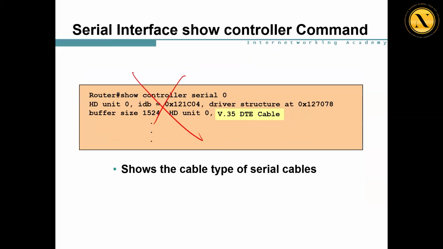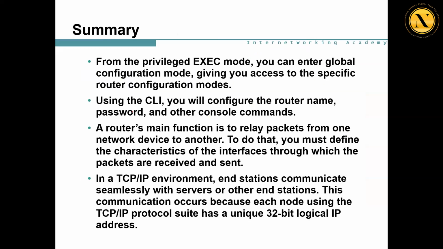And this is also gone now. It's related to serial port only. I don't want to get into that. All gone obsolete, old technology. From the privilege exec mode, you can enter global configuration mode, giving you access to specific router configuration mode. We know this: line mode, router mode, controller mode, interface mode, sub-interface mode.